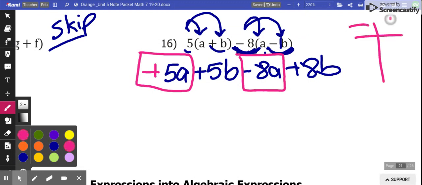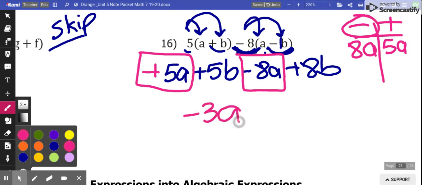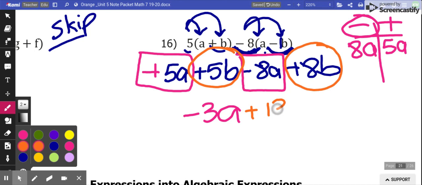You can always use your calculator, but please don't get this wrong by not using a calculator or a scoreboard. Negatives win by how much? By 3. So this is negative 3A. And then I have a positive 5B and a positive 8B. So that would be 13B.